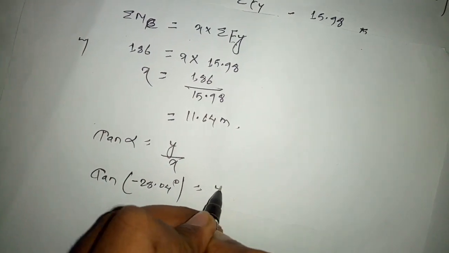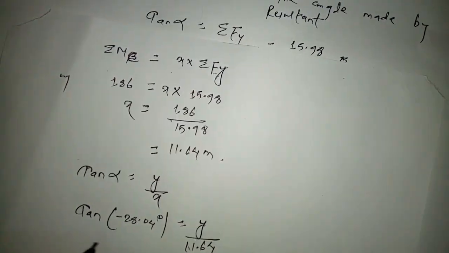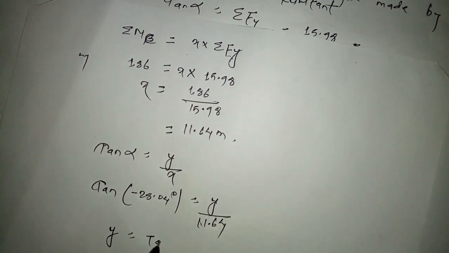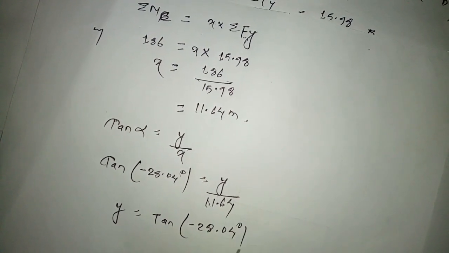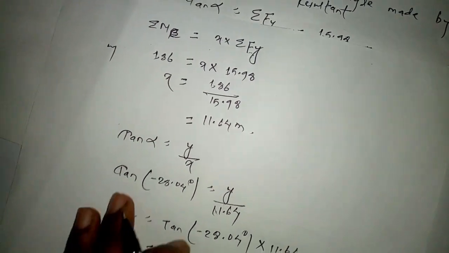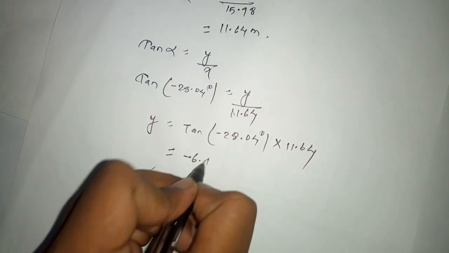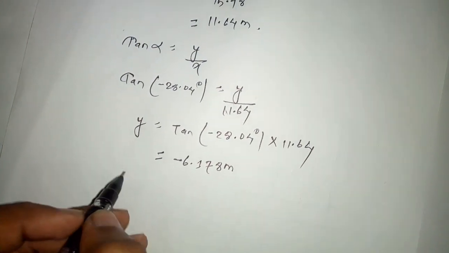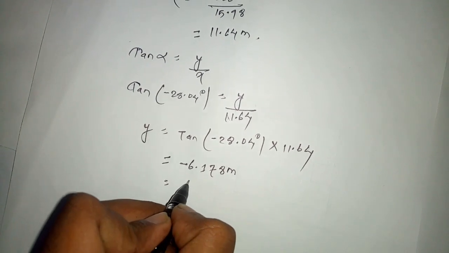Tan minus 28.04 degree is equal to y by the value of x, which is 11.64. Now after solving, y is equal to tan minus 28.04 degree into 11.64. Now look here guys, after solving I got the value minus 6.178 meter, but as we know the distance is never negative, so we neglect the minus and only write 6.17.